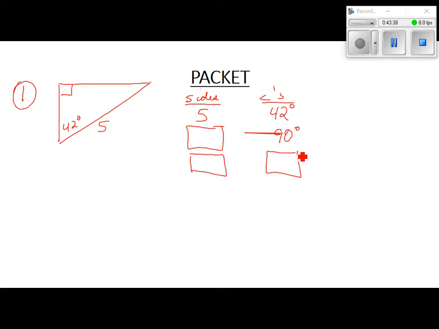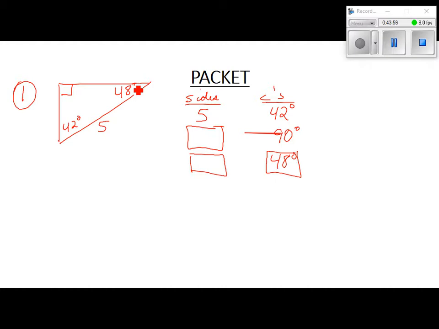So what's this angle right here? 48 degrees. So that's one of our answers. That angle is 48 degrees. Add them up, subtract from 180. So if you know 2 of the angles, that's probably the easiest thing to do, is find the other angle first. Now we want to find one of the sides.